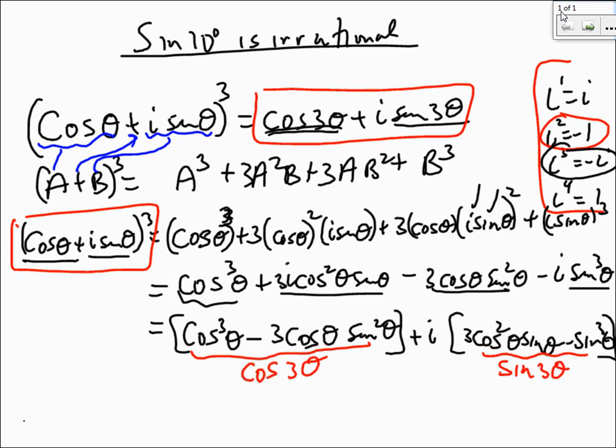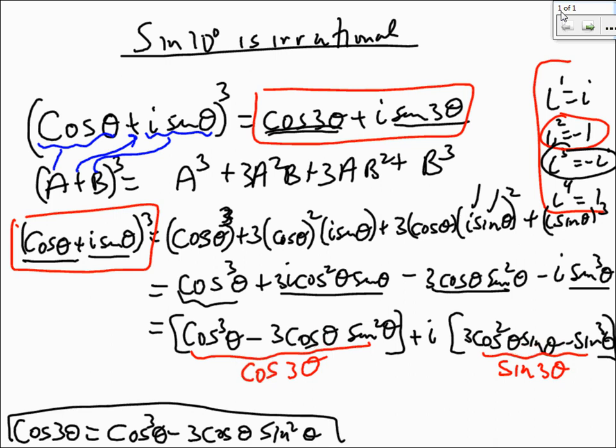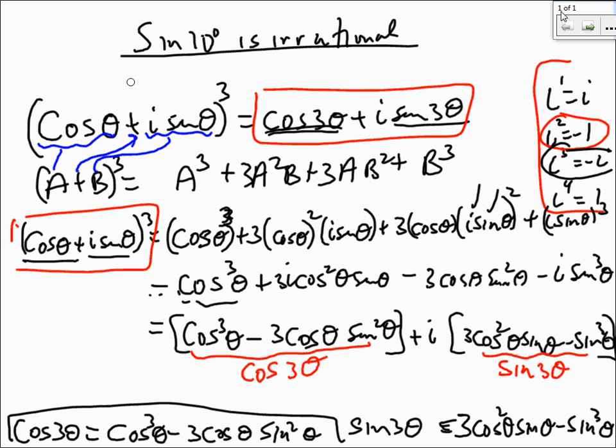So let's just write that down. The cosine of 3 theta is equal to this. In fact, I don't think we're going to need this formula, but it came for free. I knocked out both triple angle formulas in one shot. The sine of 3 theta is equal to 3 cosine squared theta sine theta minus sine cube theta. Okay.